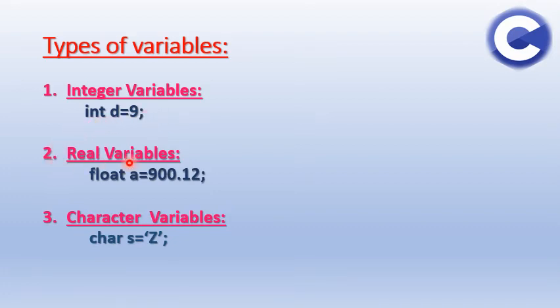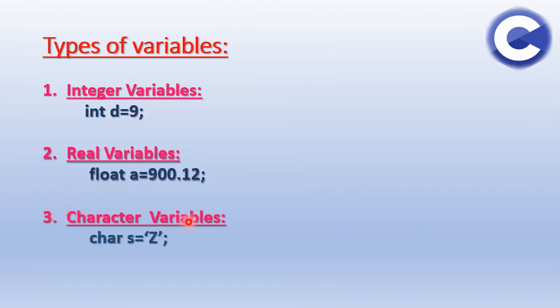Now come to the real variables. Here A is your real variable. Why? Because it has the float data type. The variable is carrying a data value, and the data is of float data type because it is a decimal value. So float is a data type.